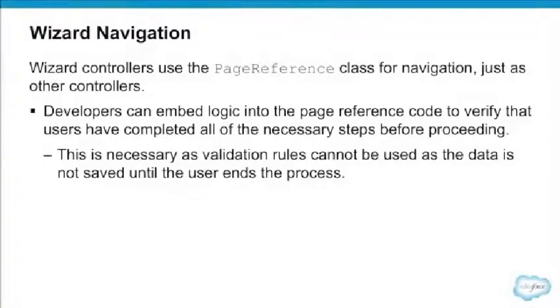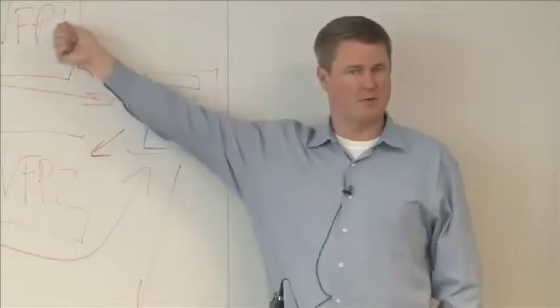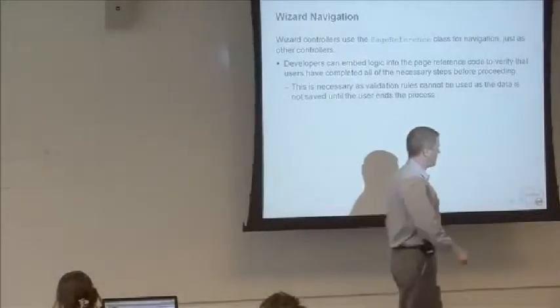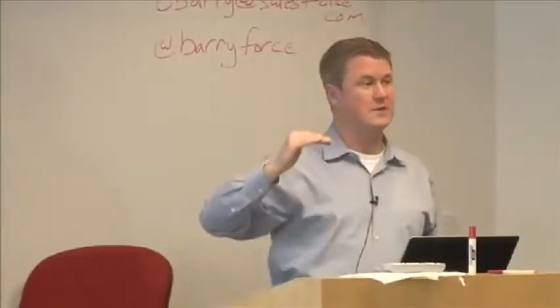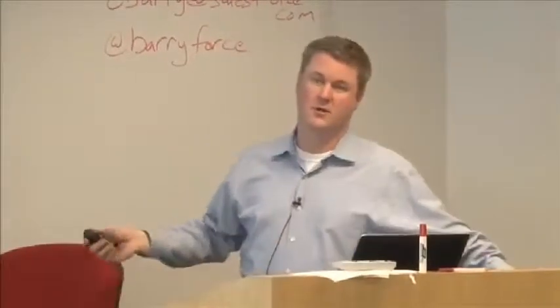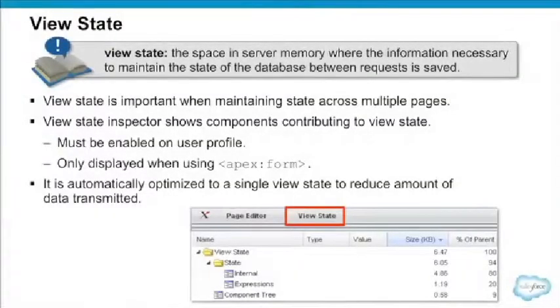We control navigation by creating page references for our different Visualforce pages. It's really easy to create a back button. To create a back button, you just create a button that returns the page reference for the first page. Okay? Not too hard to figure that out. In fact, if you want to create something like a drop-down list where the user goes back to page 2 or 1 or whatever, you can easily do that. There is something called the view state viewer, and I'm going to come back to this and show it to you right after I talk about transient.